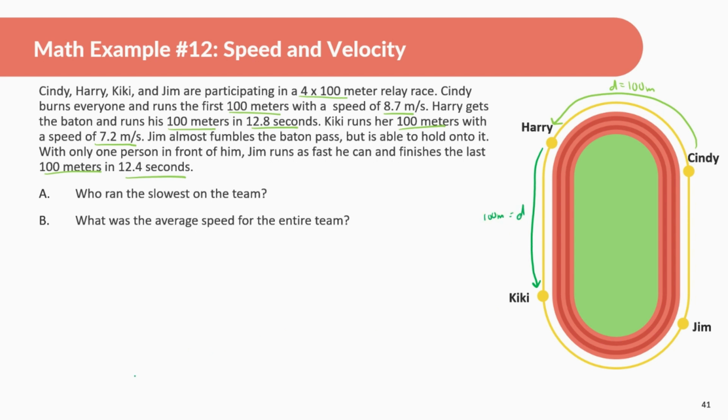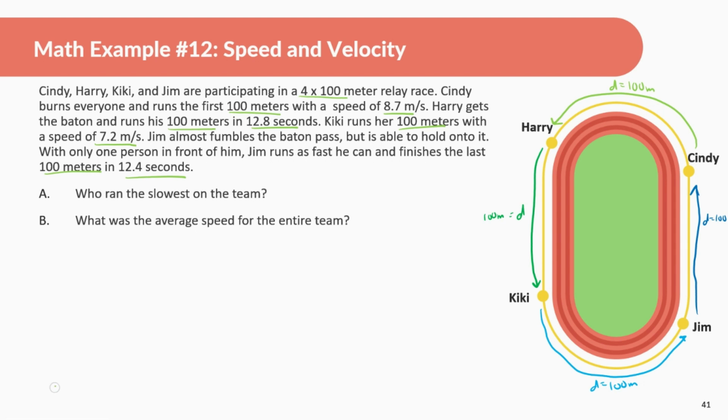And go 100 meters. And then Kiki is going to pass the baton to Jim and go 100 meters. And then Jim is going to try to finish the race, traveling 100 meters. Okay, so let's see some other key pieces of information that we know.